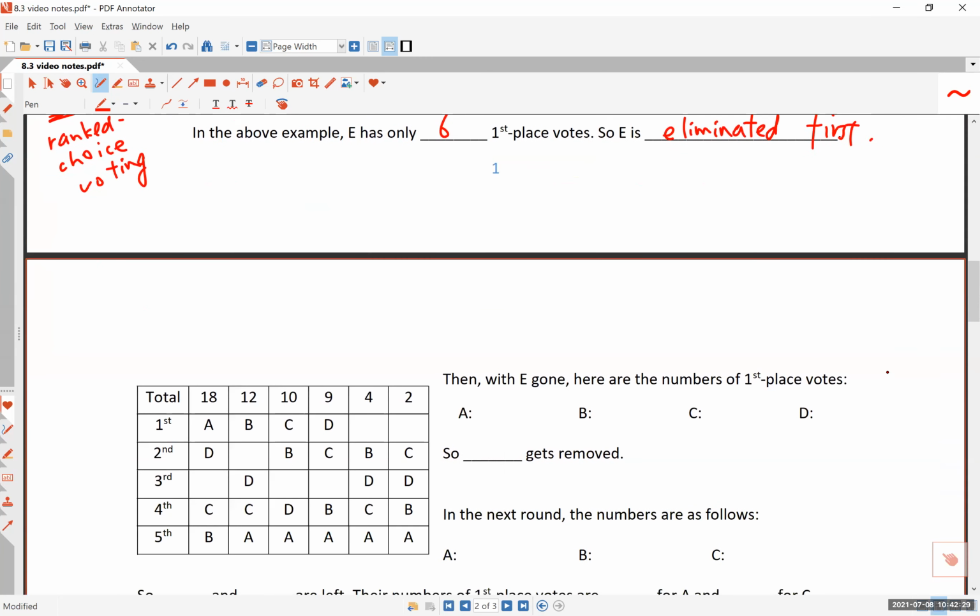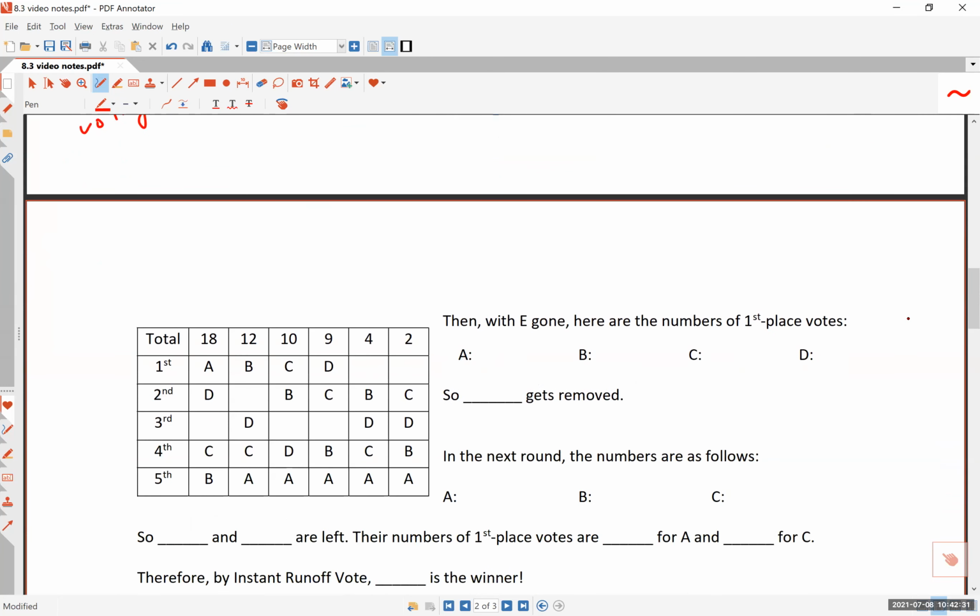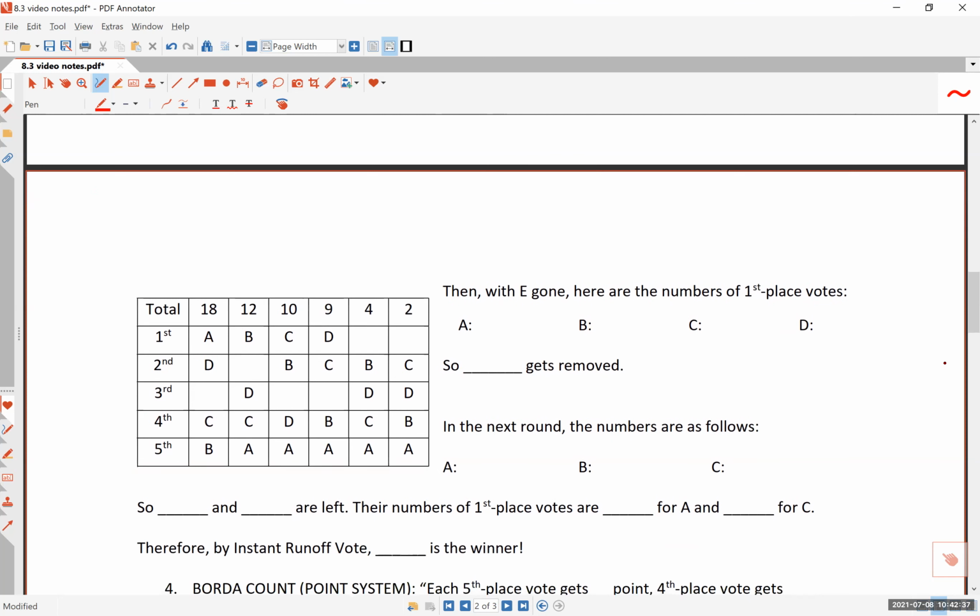And so now we have this new preference table. See, E is eliminated, right? So now you only have A, B, C, and D in this chart. Now, because E is gone, here is the new chart, and here are the numbers of first place votes. Take a look, okay? A still has only 18 first place votes, but look at what happened to B.